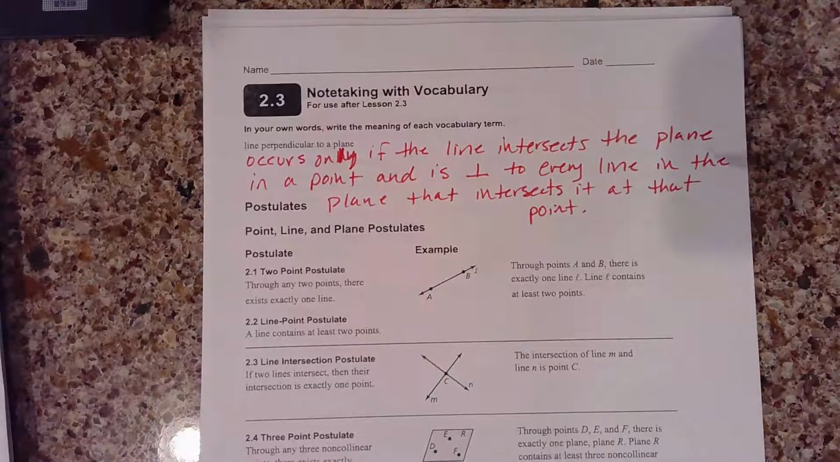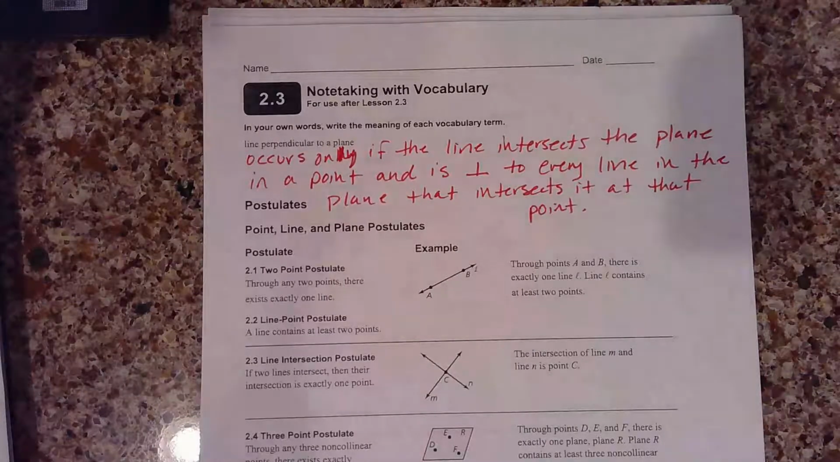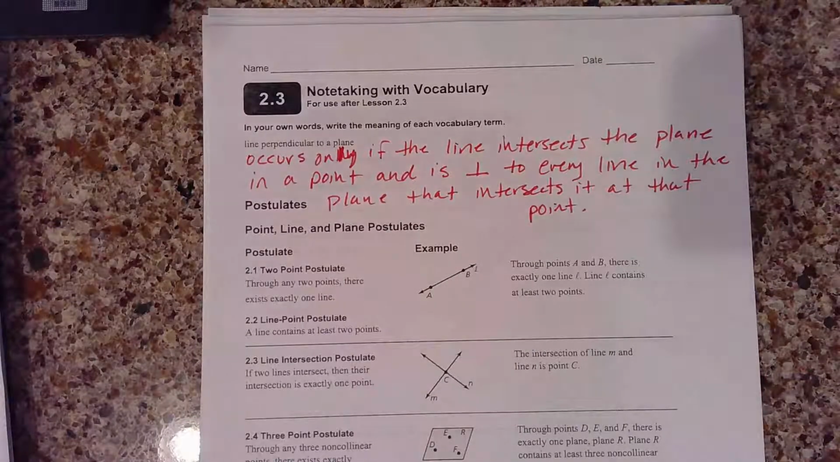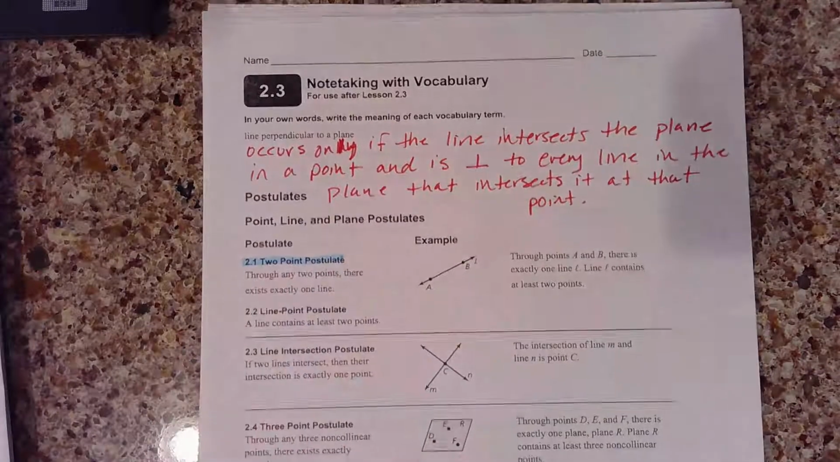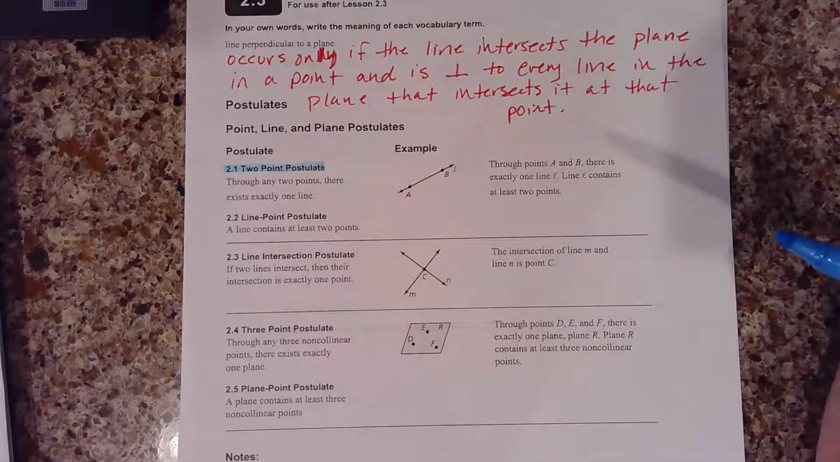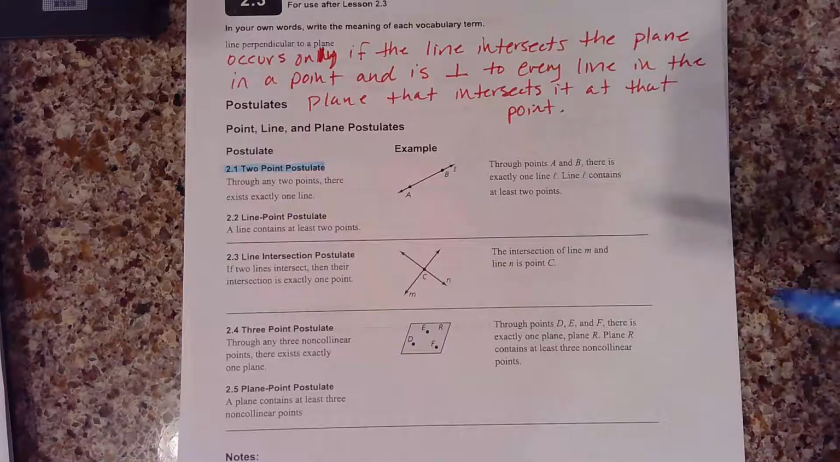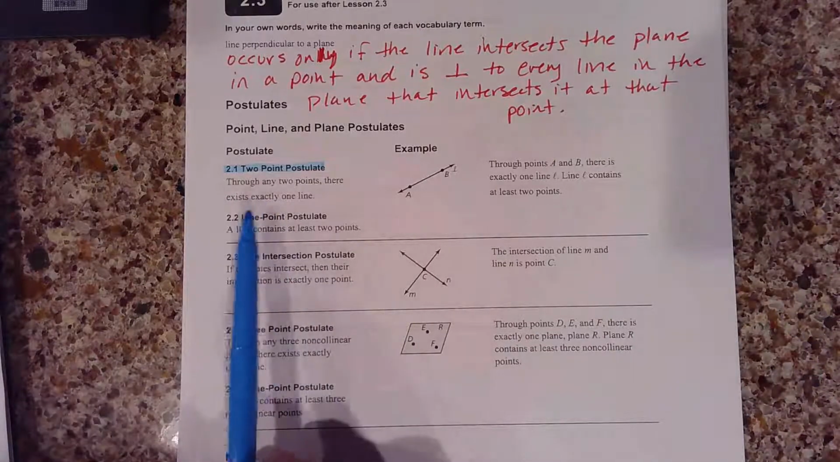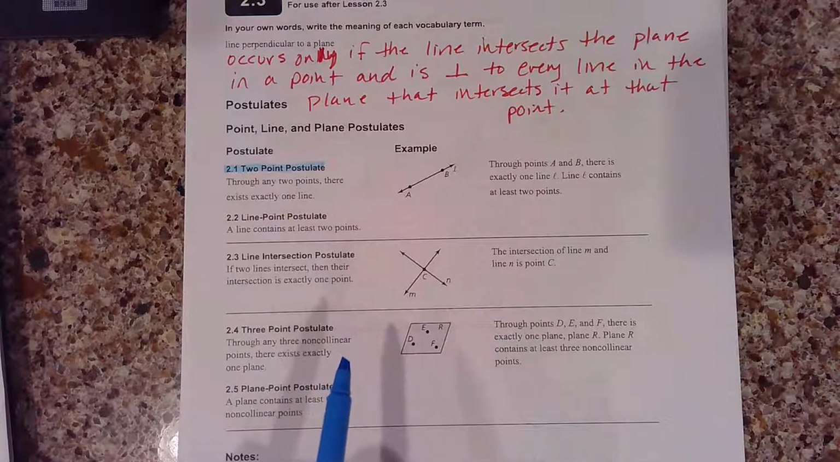All right, so there's quite a few postulates in this section, and I want to walk through all of these. The first one is 2.1, two-point postulate. Today in our activities, we're going to have you identify which postulate is which. Normally we don't have you memorize the postulates, but we're asking you to understand them. The two-point postulate basically states that through any 2 points, there exists exactly one line.